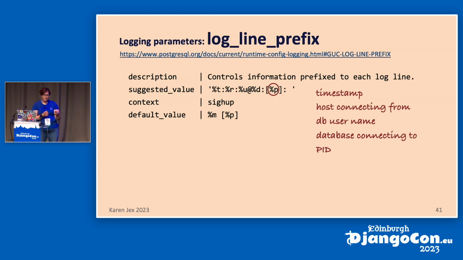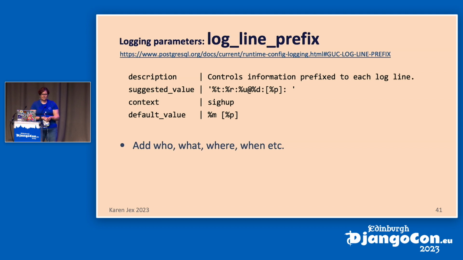So you can use any mixture of these special characters and literals to get the information that you want in your log. So as I've said, if you add more information, generally it makes it much easier to go in and debug what's going on. So things like who, what, where, when, just gives you much more information to work with.